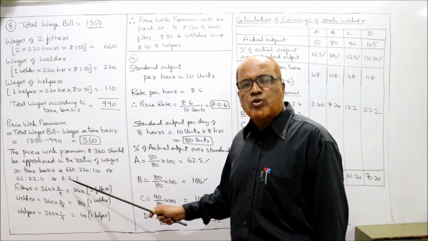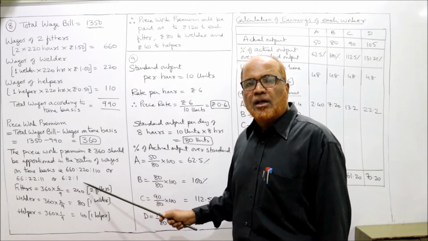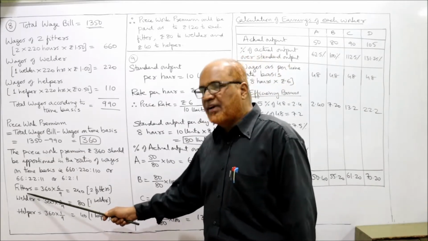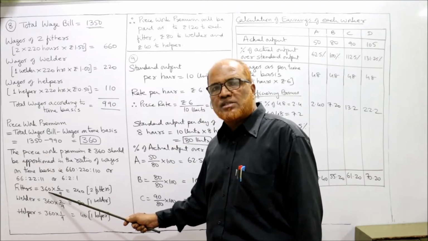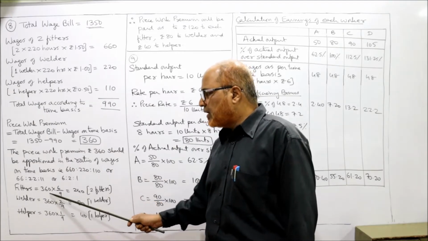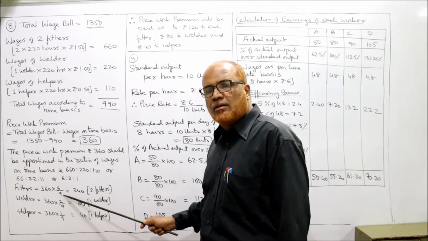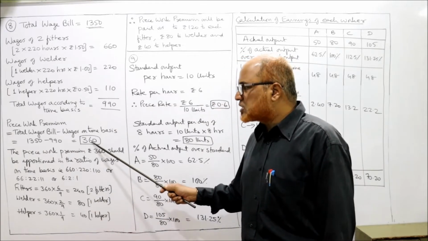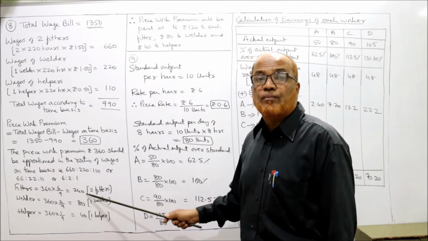6 by 9, 2 by 9, 1 by 9. So how much piecework bonus will fitters get? Fitters. So 360 rupees is the total piecework premium into 6 by 9. So it comes to 240 rupees. So out of 360 rupees, 240 rupees goes to fitters.